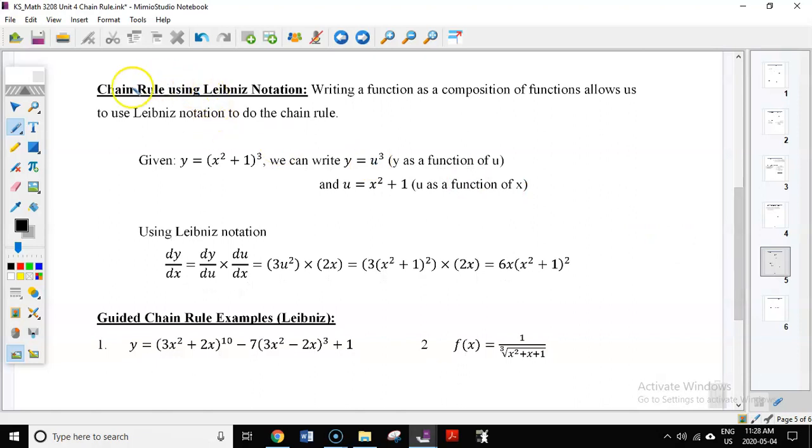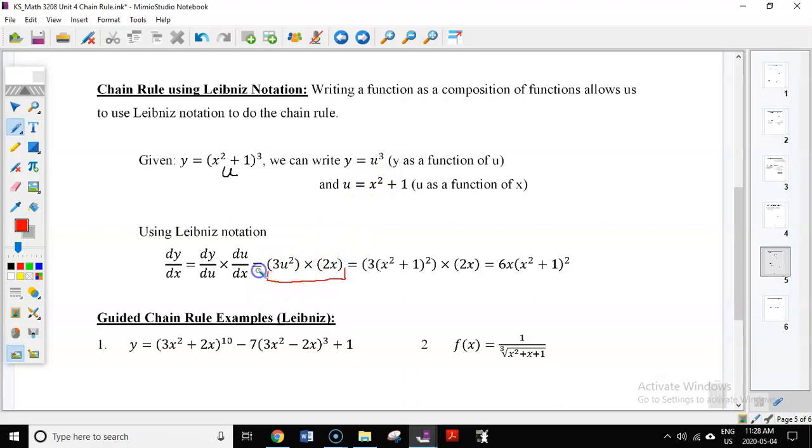So this note in the middle kind of explains how it works. If y equals x squared plus 1, well, that's the same as y equals u cubed, where u is x squared plus 1. And then the derivative of y just means you get the derivative with respect to u, so 3u squared, nice easy derivative, and then the derivative of the other function with respect to x, so 2x, right? So we get here.